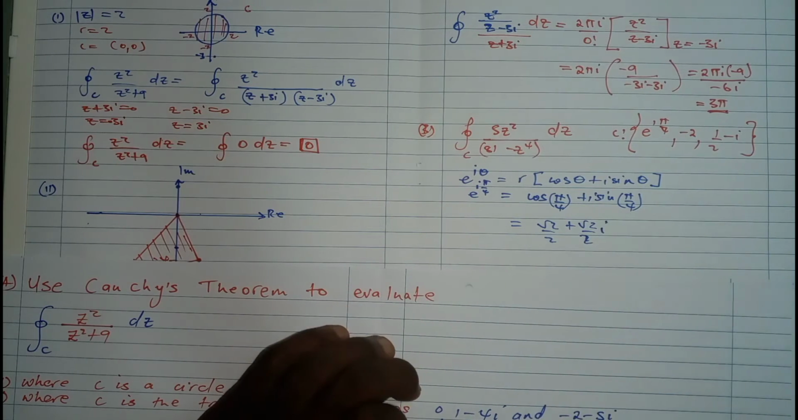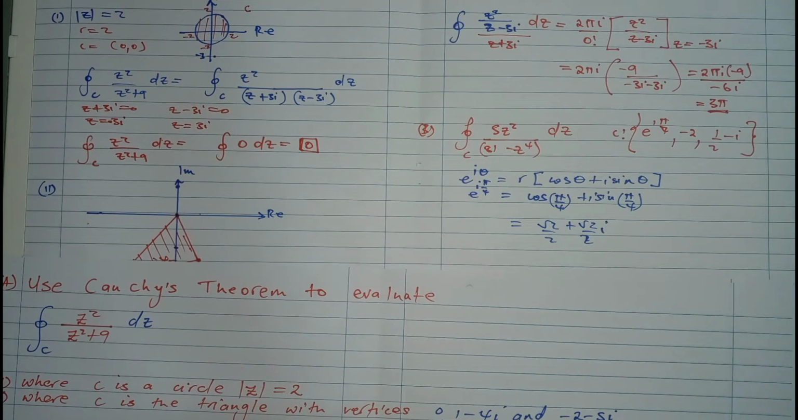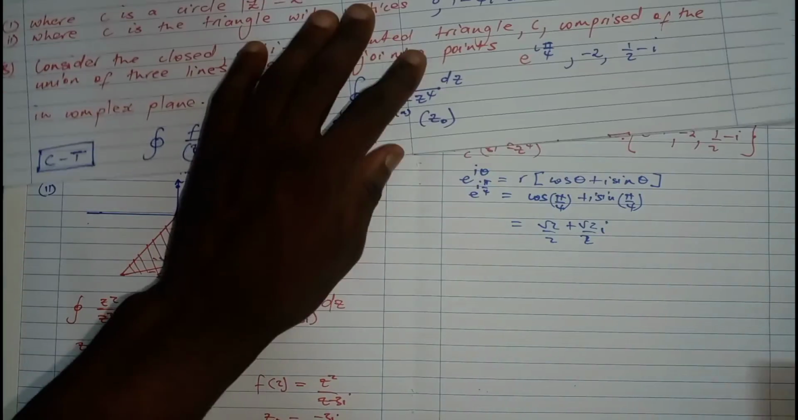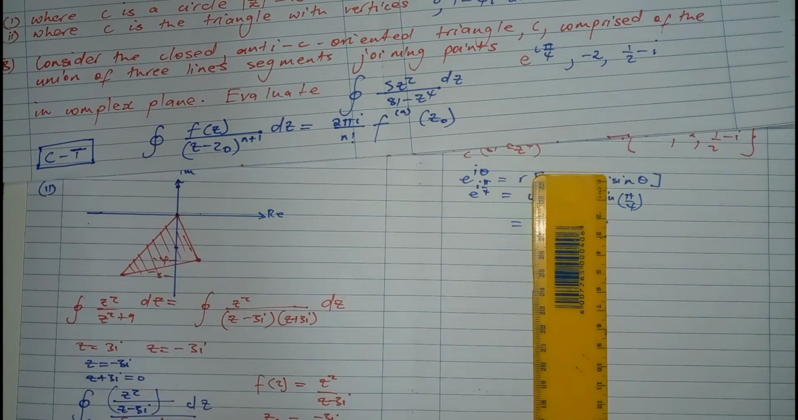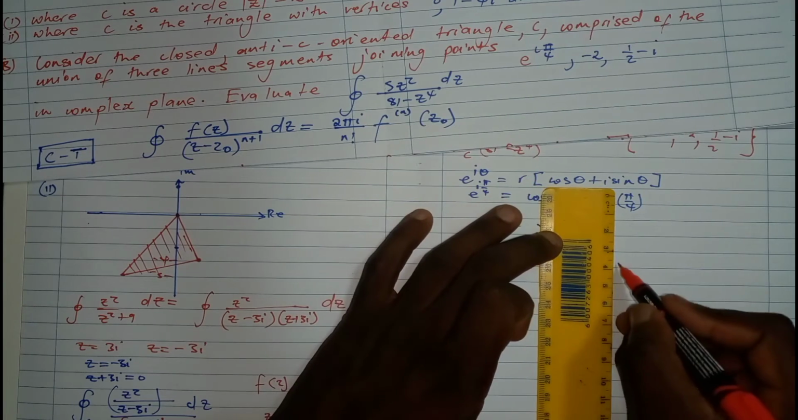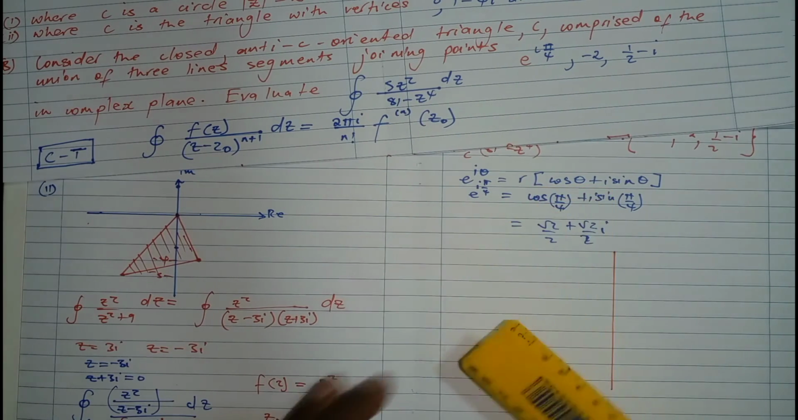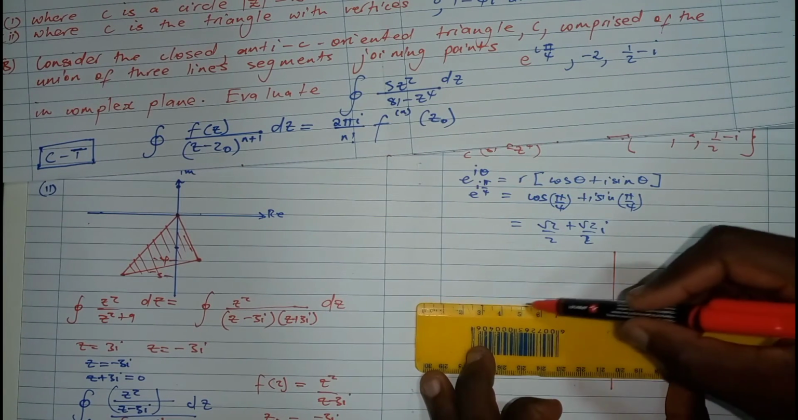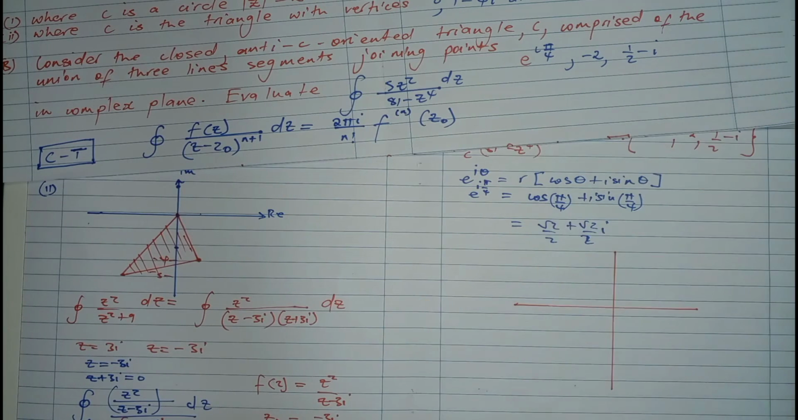Okay, so now we can sketch the triangle again. I'm going to draw my imaginary axis, and I'm going to draw the real axis like this one.